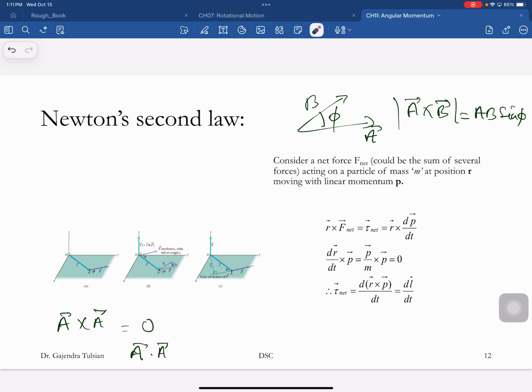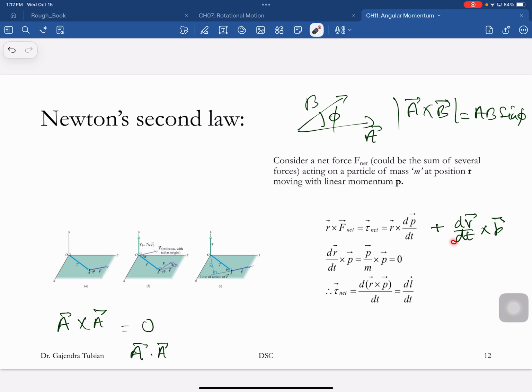Okay, so we're going to use that. R cross F is R cross dP by dt. F is that. Now we can throw in dr by dt. dr by dt is velocity. Velocity is momentum divided by mass. And momentum cross momentum is 0. So we can throw that in here for free, because this is 0. You can always add 0 to anything, and nobody can complain about it, right?